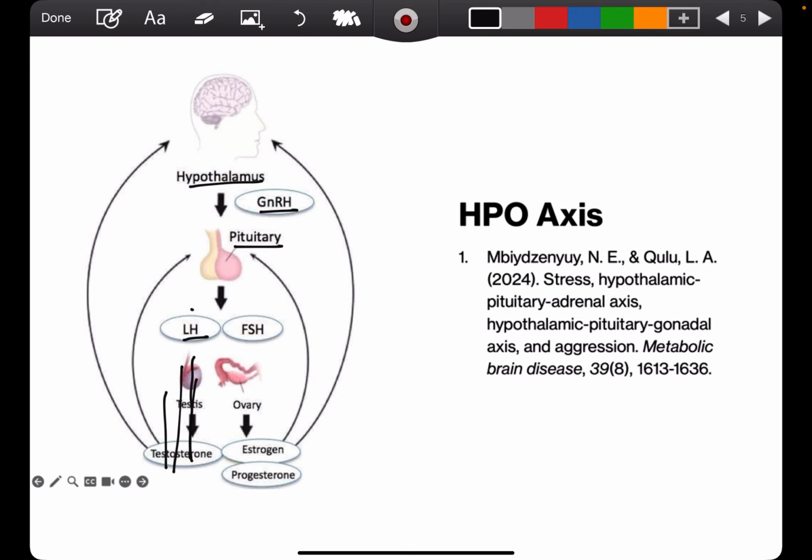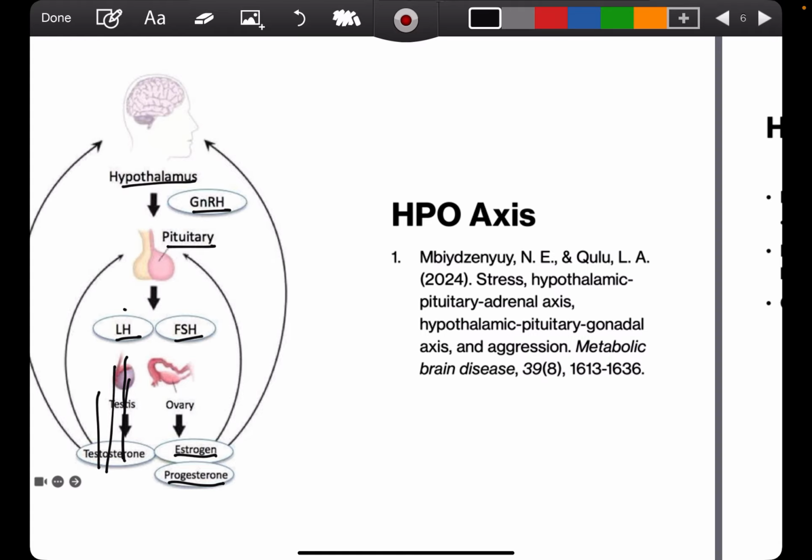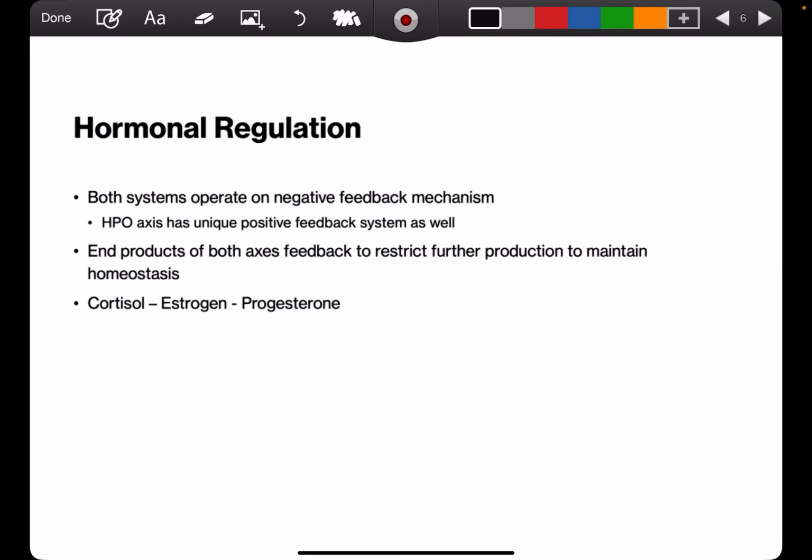Here's a visual. We won't focus on this left side too much. It's focusing on men's aspect, but if we're looking at the HPO, again, hypothalamus, GnRH to the anterior pituitary, which releases LH and FSH, as they travel to the ovaries to stimulate granulosa cells and theca cells to produce estrogen. And then as the follicle becomes the corpus luteum, that stimulates progesterone, which again both feed back to the anterior pituitary and hypothalamus to have a negative feedback.